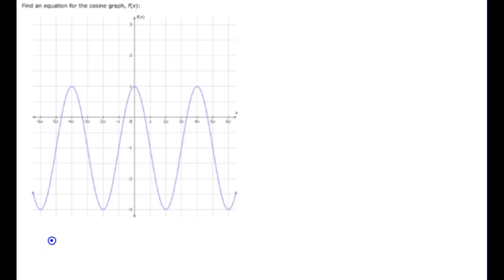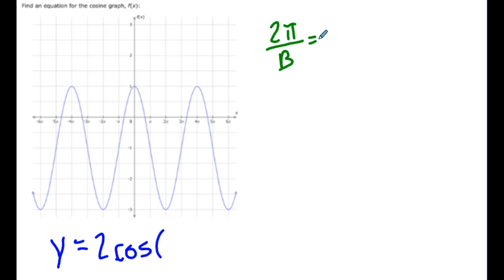So to start our function, we have y equals 2 times the cosine of, now we need to identify what our b value is. Our expression for the period of a function is 2 pi divided by b, which is equal to, now we have to identify the period. So if we start at 1, go down, complete one whole cycle, to go from 0 to 4 pi, the period in this case is 4 pi.